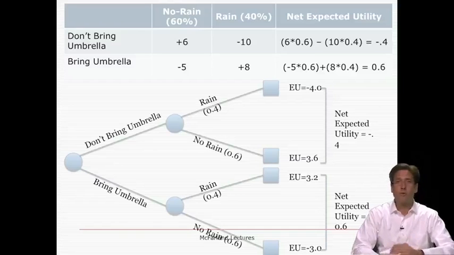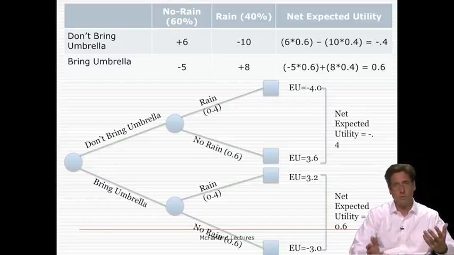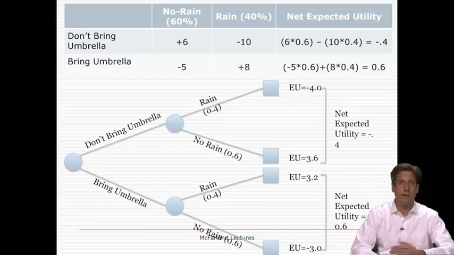And here, all we have to do is multiply not bringing an umbrella, which is plus 6, with the chance of no rain, which is 60%. And from that, we get a second value of 3.6. So if you have 6 times 0.6, it's 3.6. That represents the expected utility of not bringing an umbrella if it doesn't rain. But if I don't bring an umbrella and it rains, it's negative 10 times 0.4, or 40%. And that equals negative 4.